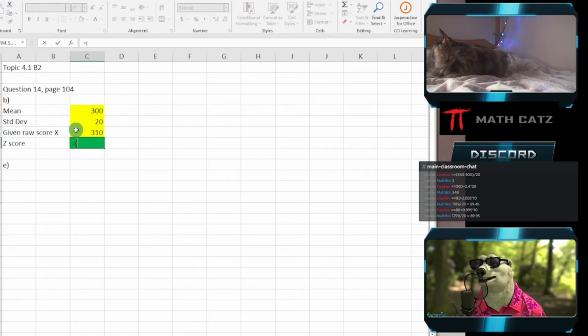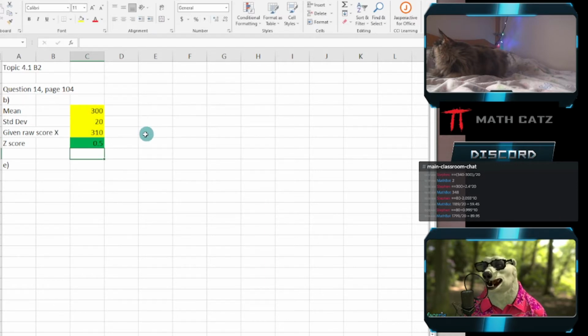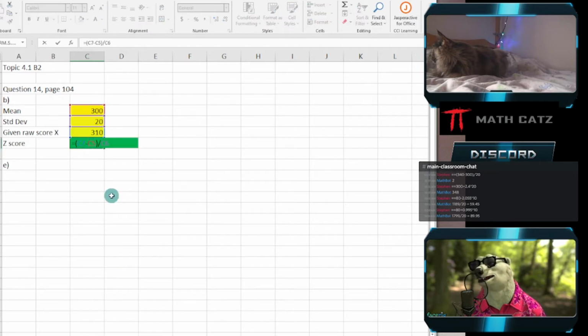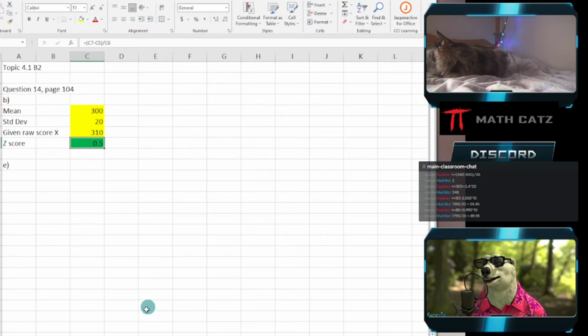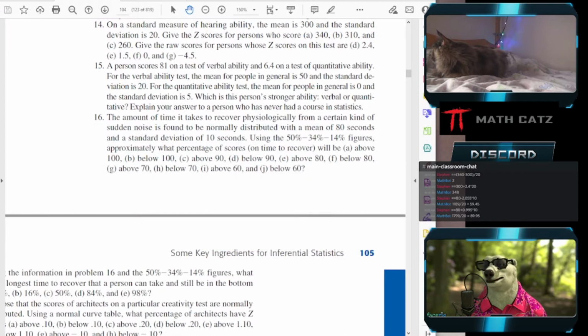Numerator takes the raw score minus the mean. All of that gets divided by the standard deviation, and we are good to go. Z-score of 0.5. Just like we did with a calculator, just in a spreadsheet, more presentable, easier to manage layout. Let's look at, so I can again double click on this to highlight which numbers I used and where, if I need to edit anything or double check it.